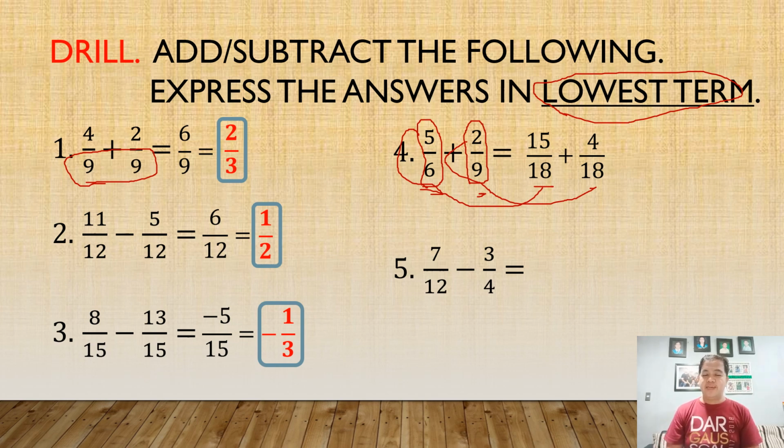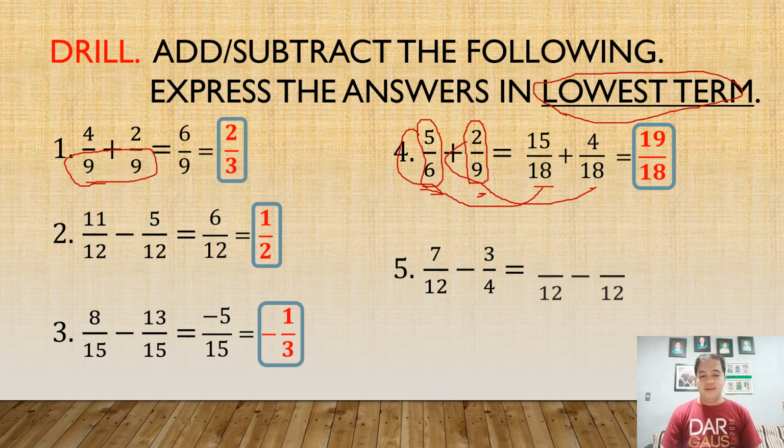Okay? So, pwede na natin i-add, kagaya ng ginagawa natin kanina. So, 15 plus 4 is 19. And copy the denominator, 18. So, the answer is 19/18. We don't need to change it into mixed numbers anymore. So, sa high school, sa college, hindi na talaga nare-require na ilagay pa sa mixed number, unless kailangan mong mahanap yung whole number niya. Pero, as long as it is in the lowest term, yan na yung final answer.